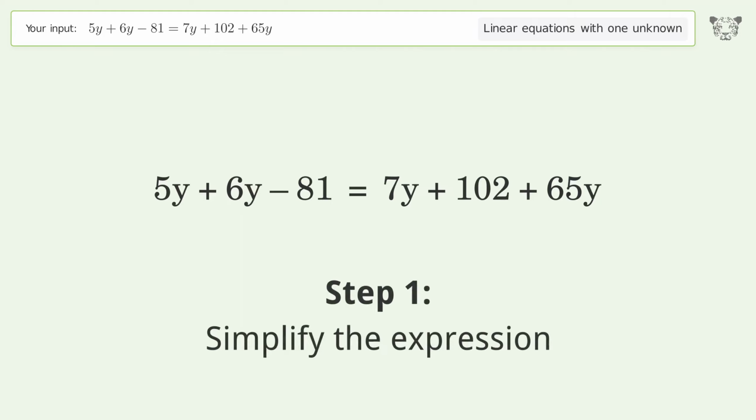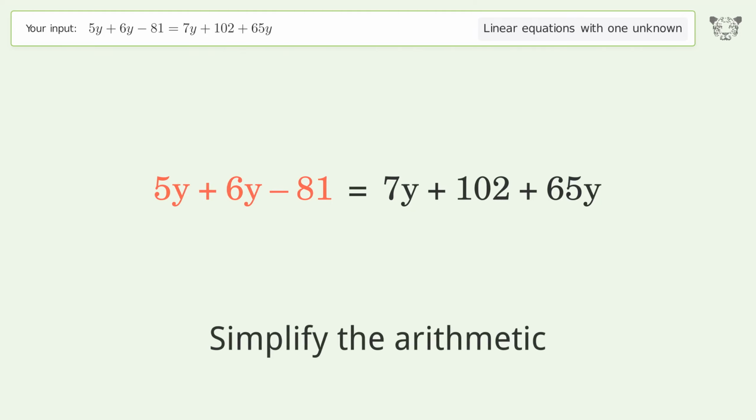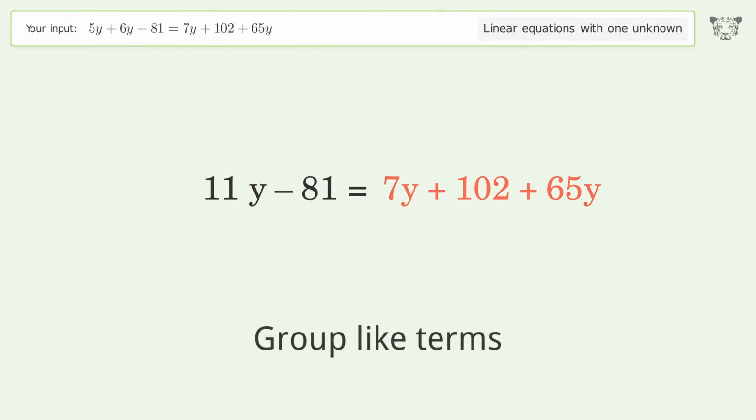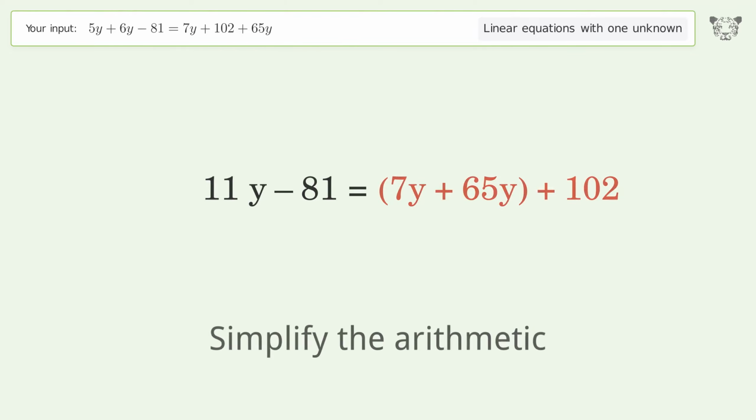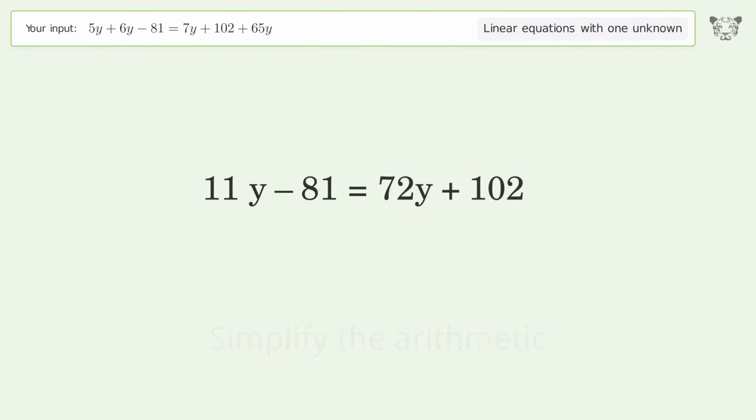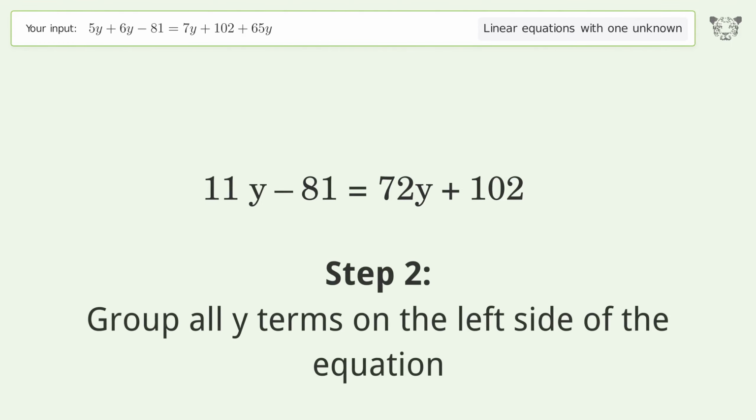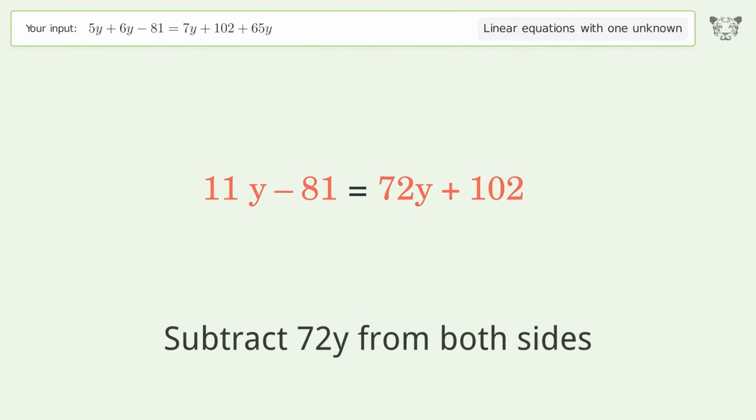Simplify the expression. Simplify the arithmetic. Group like terms. Simplify the arithmetic. Group all y terms on the left side of the equation. Subtract 72y from both sides.